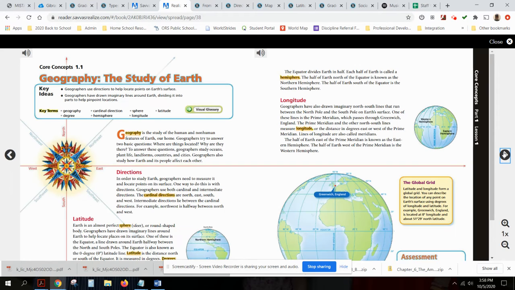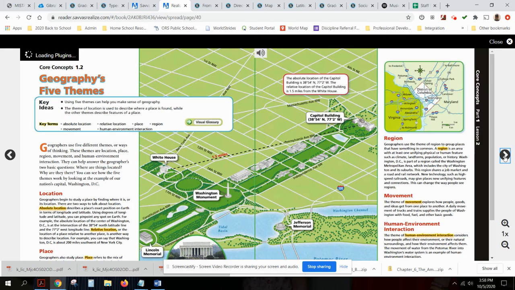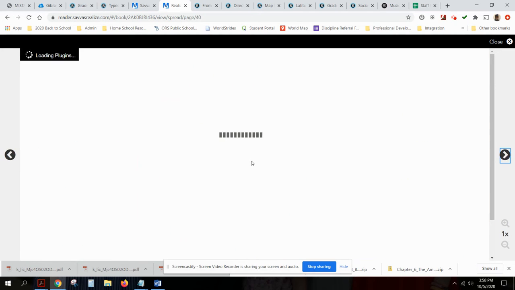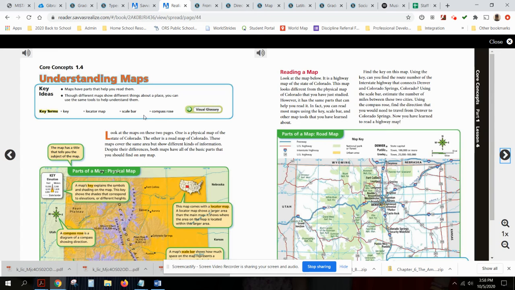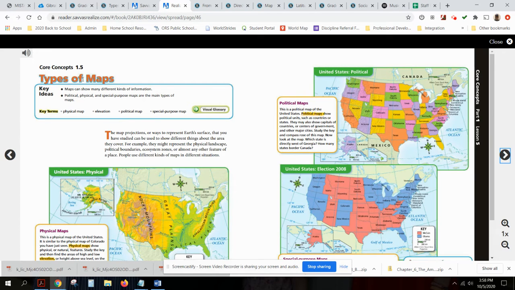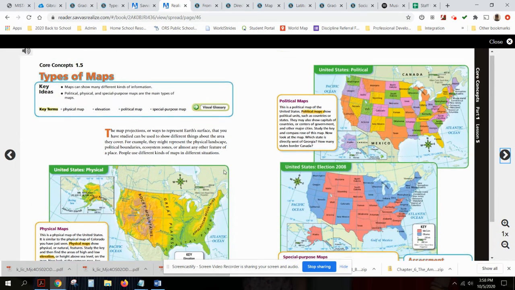So as I said, we've completed the studying of 1.1. We've read that, answered some questions, and done some work. We've done 1.2, 5 themes of geography. We've also done 1.3, ways to show Earth's surface. Last week we finished the understanding maps section. So today we are in our final section, 1.5, types of maps. This is where we are, all right?